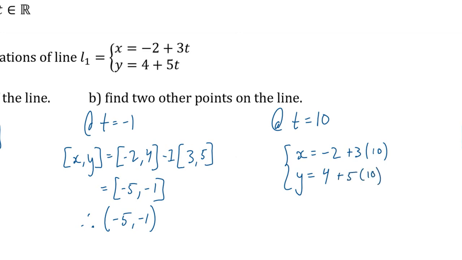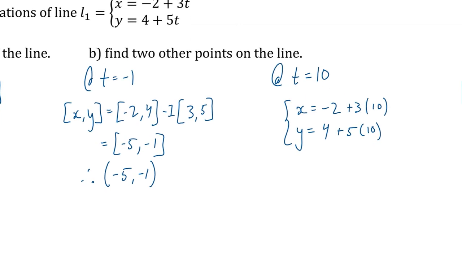And we can see that subbing in a parameter, it's the same parameter, right? T, same thing, whether we have vector form or parametric form or whatever. So then this ends up being x equals -2 plus 30, which is 28, and y equals 4 plus 50, which is 54. Therefore, my point is going to be 28, 54.